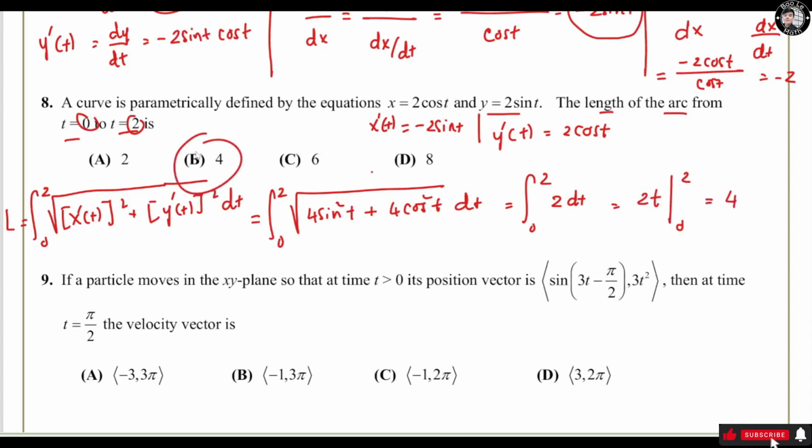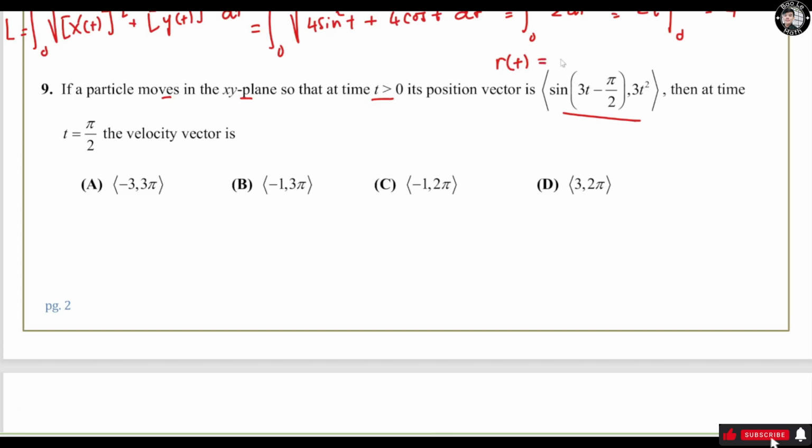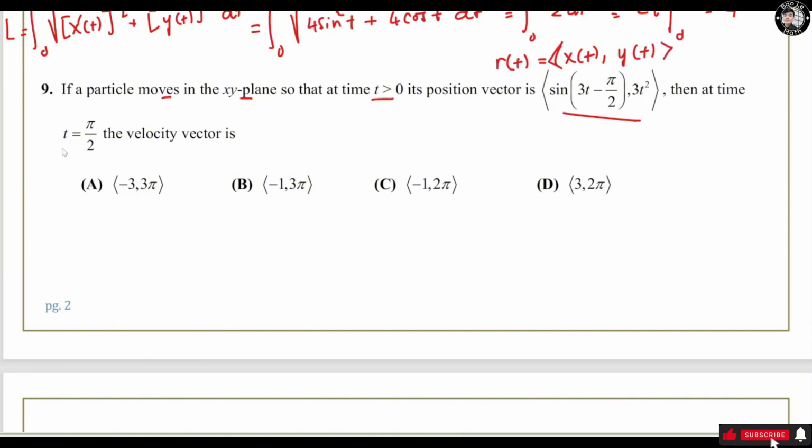So the answer must be B. Now let's move on to question 9. A particle moves in the xy plane so that at time t greater than 0, its position vector is this guy. So remember, position vector is going to be r of t equals x of t, comma y of t, right? Then at time t equals pi over 2, the velocity vector is going to be the derivative of this guy right here, x prime of t, comma y prime of t, right?